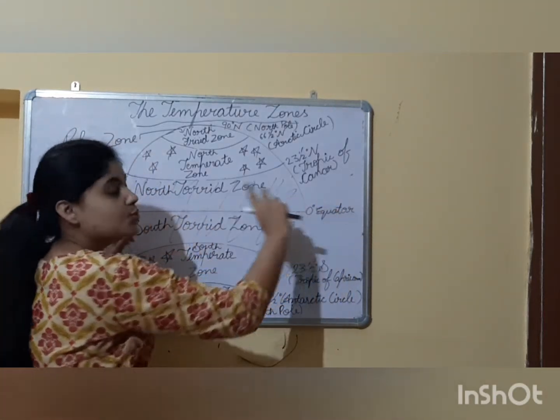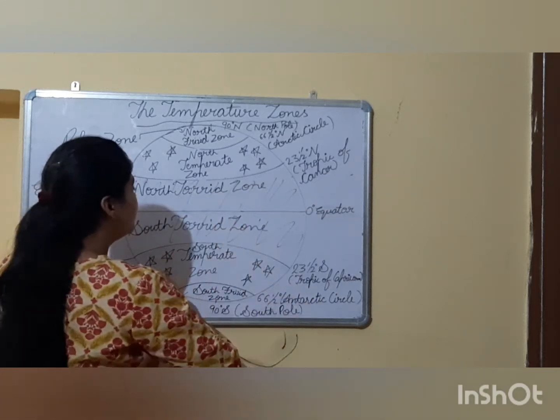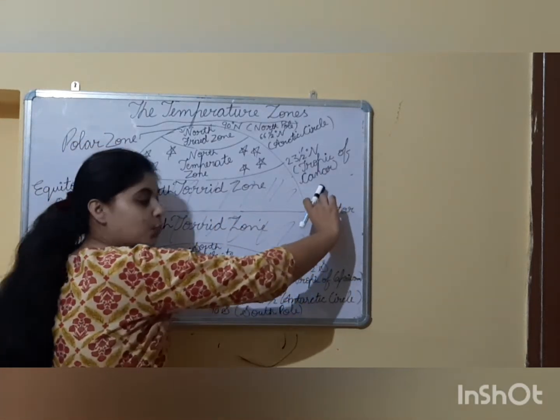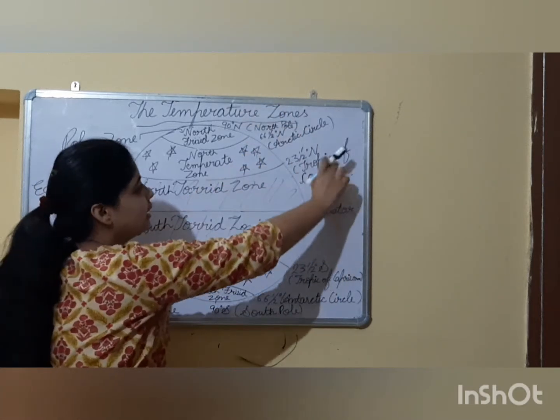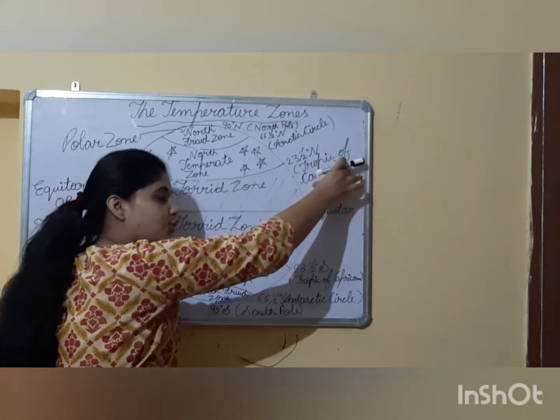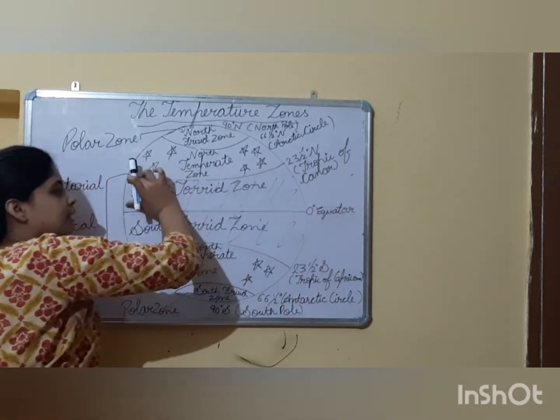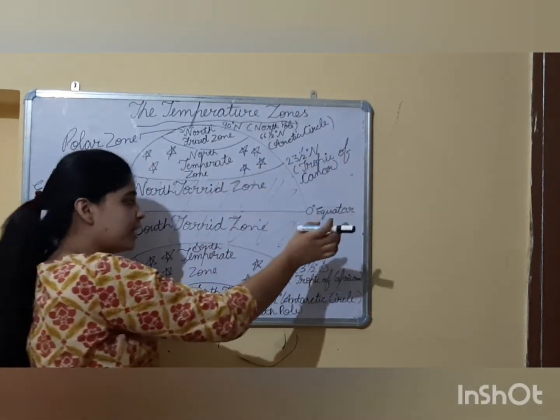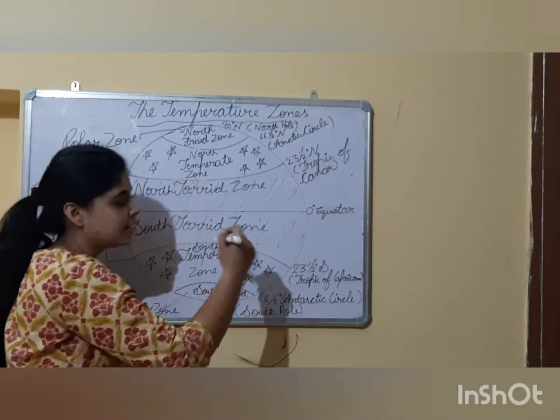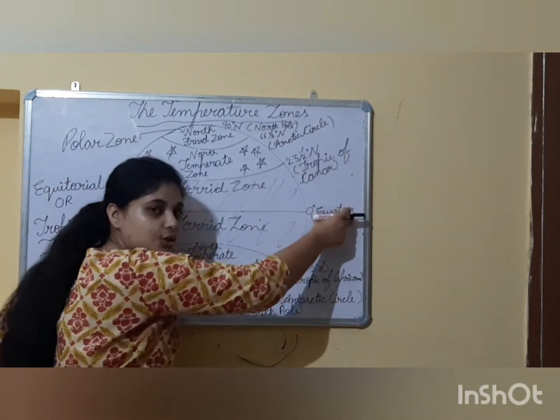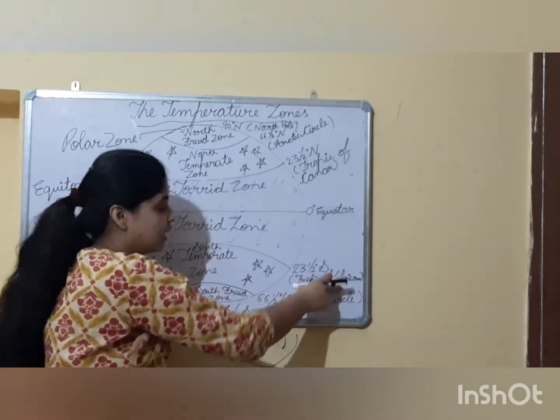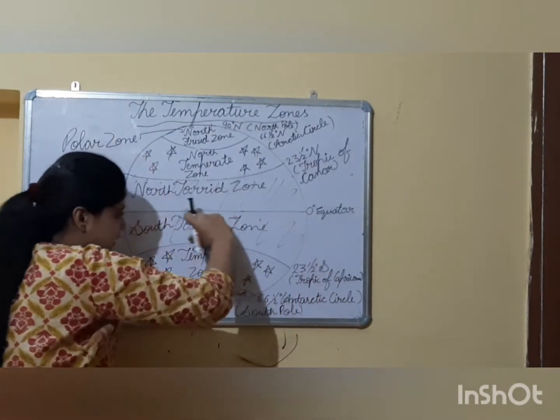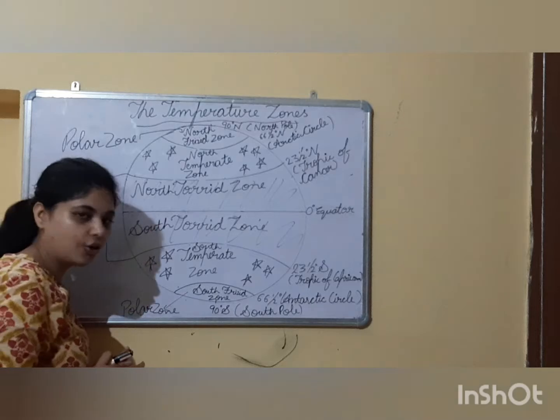So the places which lie, listen carefully, between the equator and, if we go from equator to the north side, 23.5-degree Tropic of Cancer, that comes under the torrid zone. Again, if we look from equator to the southern side, the places between 0-degree equator and 23.5 degrees south, that is Tropic of Capricorn. This area lies under the torrid zone.